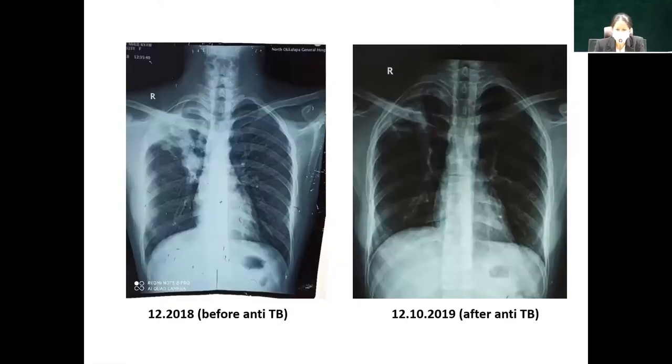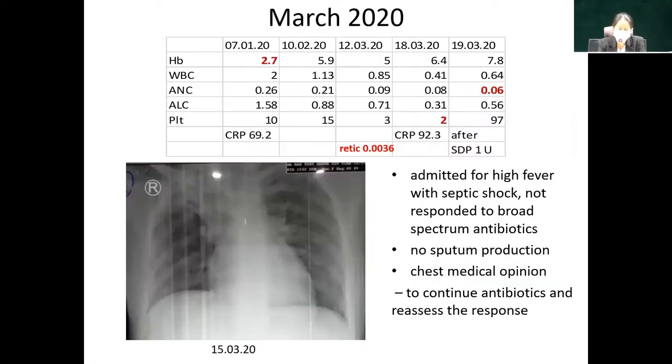There was radiological improvement after NDTB, but her cytopenia was not recovered. In March 2020, she was admitted for high fever with septic shock, not responding to broad-spectrum antibiotics. And this was her chest X-ray at the time. But there was no sputum reduction at the time. We consulted with a chest physician and was suggested to continue antibiotics and to reassess the response.